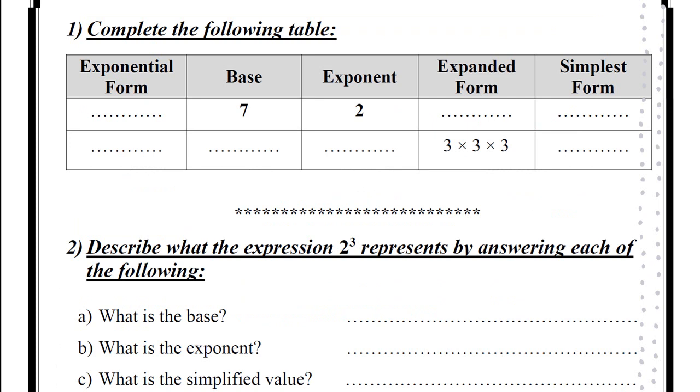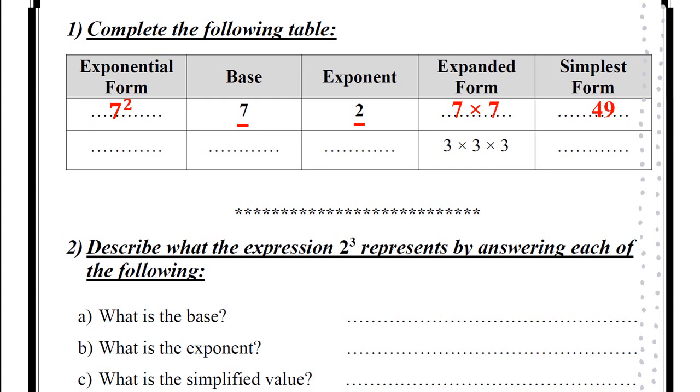Complete the following table. Here I have exponential form, base, exponent, expanded form, and simplest form. Here the base is 7 and the exponent is 2. So I will write it in the exponential form as 7 to the power 2. And here the 7 is repeated 2 times. So in the expanded form, it will be 7 times 7. And 7 times 7 is equal to 49. So the simplest form equals 49.